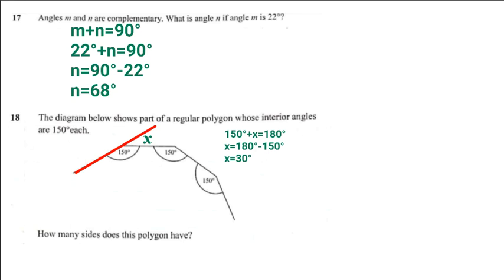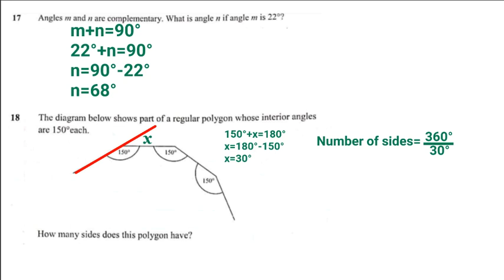Now once we've done this, we can go ahead and find the number of sides. The number of sides is equal to the sum of exterior angles, which is 360 degrees, divided by one single exterior angle, which is 30 degrees.